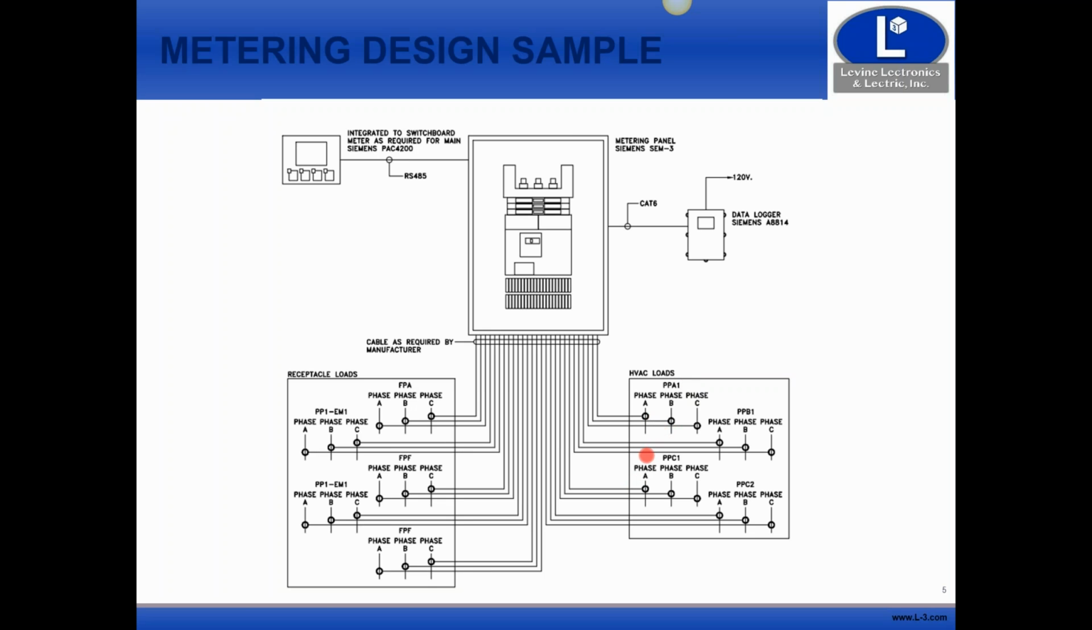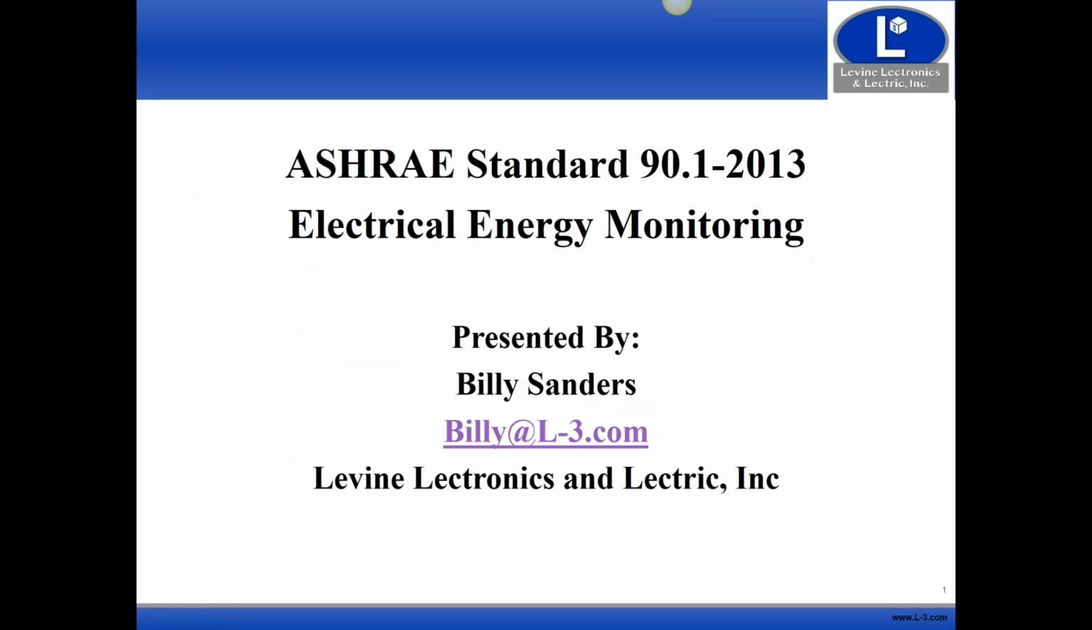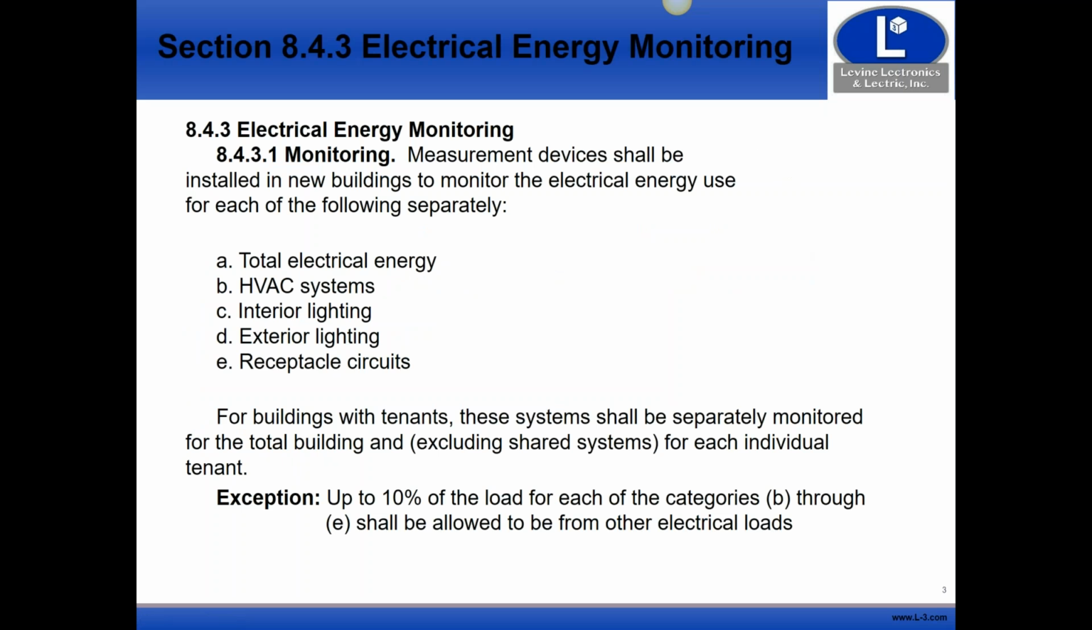The question was, do you have to go all the way down to receptacle level? Let me show you. Here are the different categories that we have. We've got to have total energy. We've got to have HVAC systems separated, interior lighting separated, exterior lighting separated, and then your receptacle circuits have to be separated. Not down to individual receptacle, but as an aggregate, all receptacle loads.